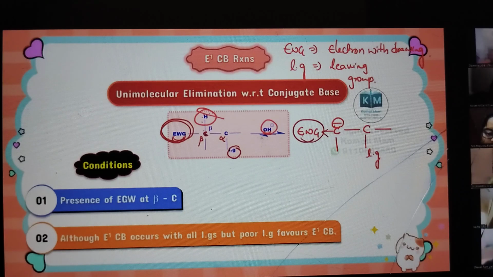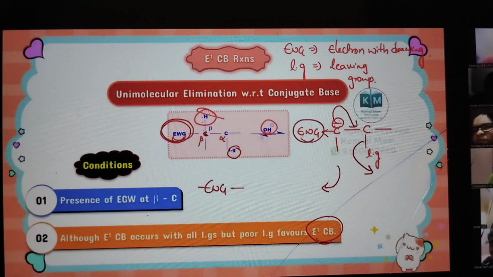And another condition is, although E1cB occurs with all leaving groups, a poor leaving group favors E1cB. Any leaving group is okay, but usually we see fluorine, because fluorine is a weak, poor leaving group. Why do poor leaving groups favor it? Because once this carbon anion forms, it will shift and push the leaving group out. What will happen? The electron withdrawing group, then that carbon, and this negative charge it will push here, and then this leaving group goes out.